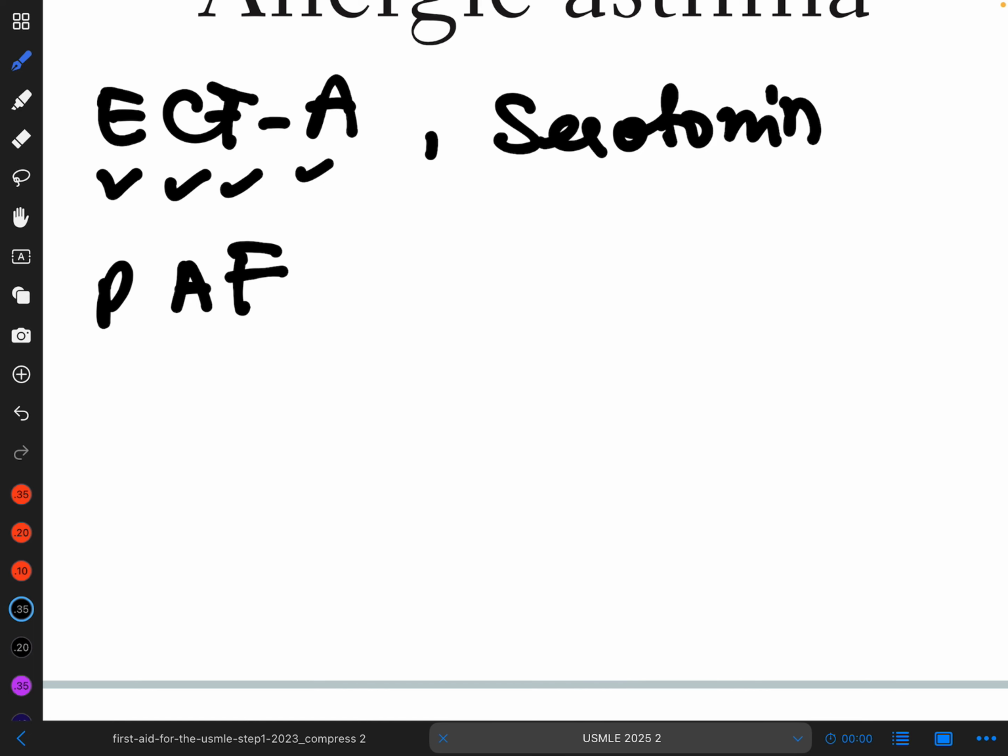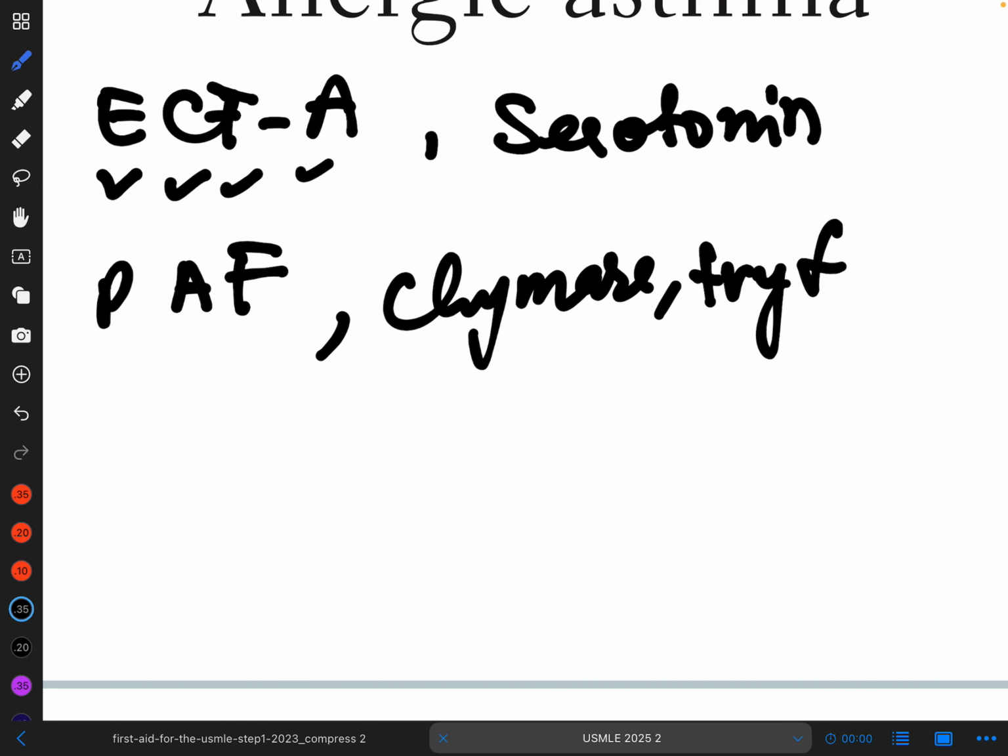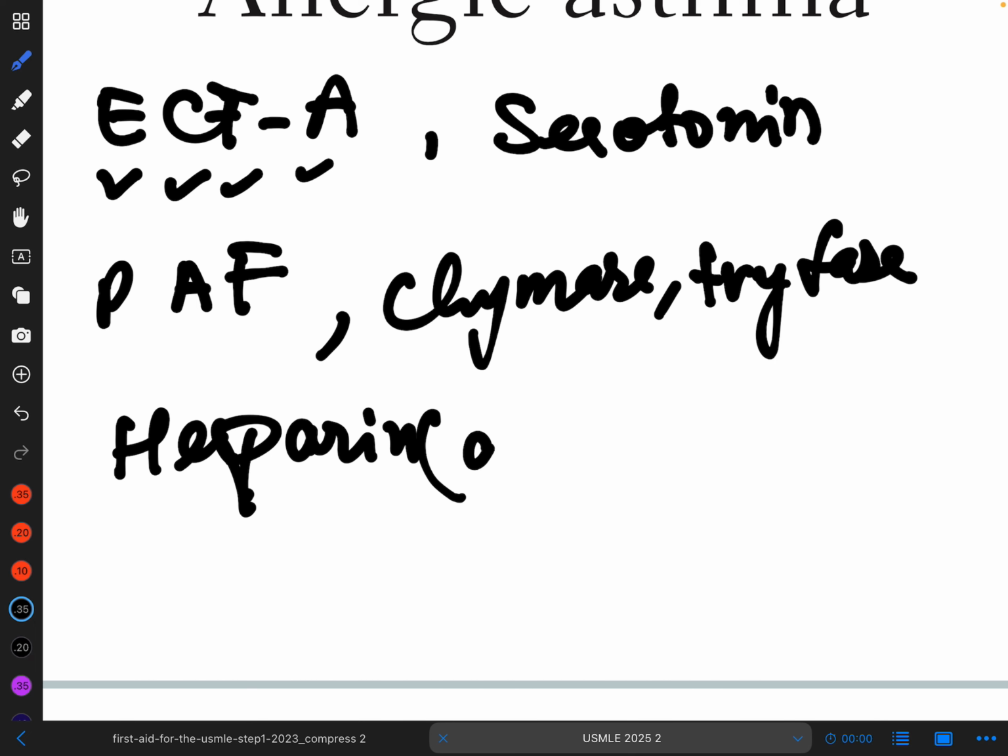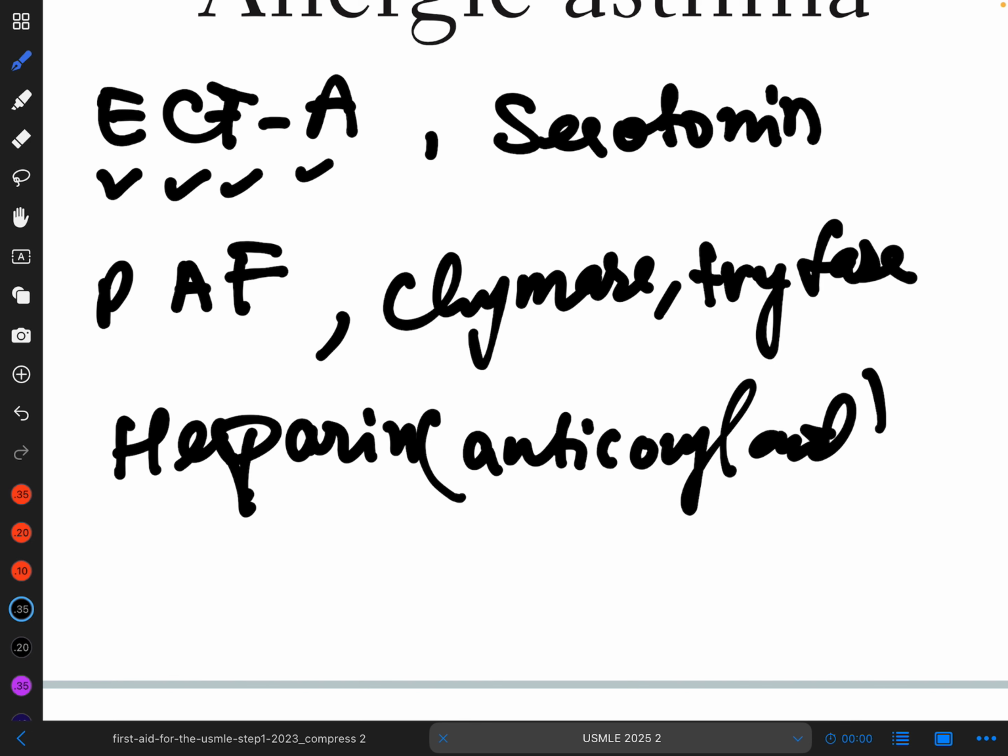Also, we have neutral proteases like chymase and tryptase. Also, we have heparin, which is an anticoagulant. These are other type 1 mediators.